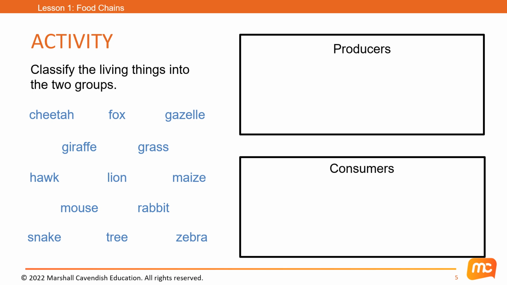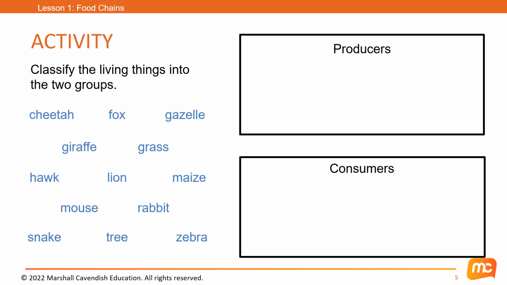Good job. Consumers. Fox. Which one? Good. Consumers. Next. Gazelle. Which one? Yes, good job. Gazelle is consumers, because gazelle eats the grass. The grass is being produced. Okay? And then giraffe? Yes, consumers. Grass. Good job. Grass is the producer that will be eaten by the consumers.